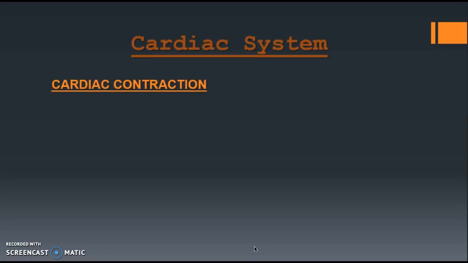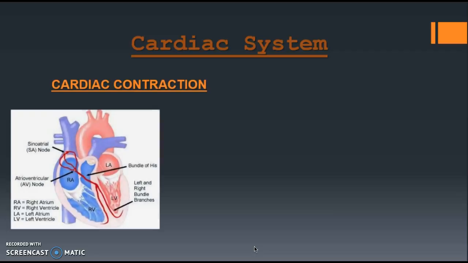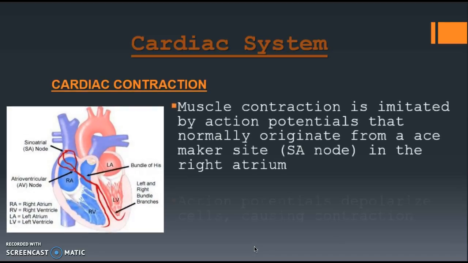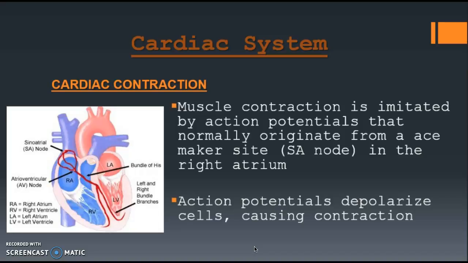So here we are going to move on to the cardiac contractions. A muscle contraction is initiated by an action potential that normally originates from the pacemaker site, also known as the sinoatrial node in the right atrium. Action potentials depolarize cells, which causes the contraction. The action potentials are generated by the sinoatrial node, which is located in the upper posterior wall of the atrium.